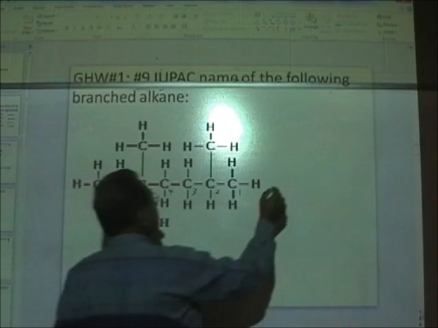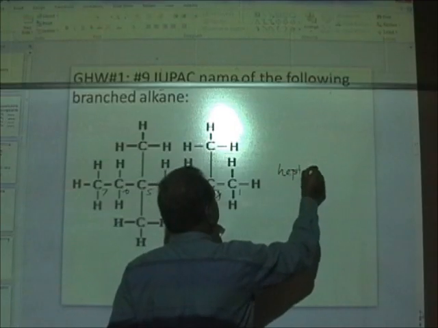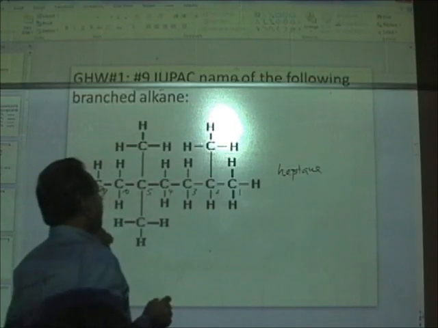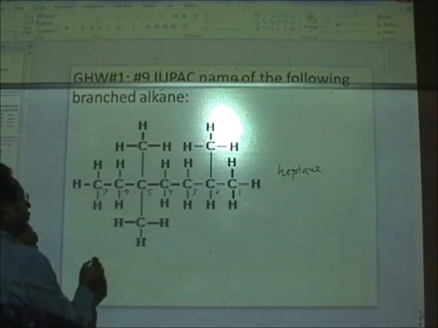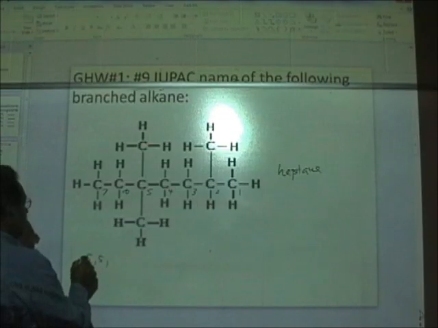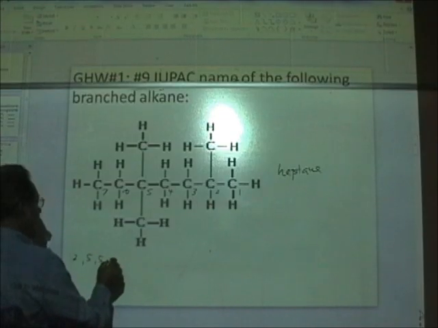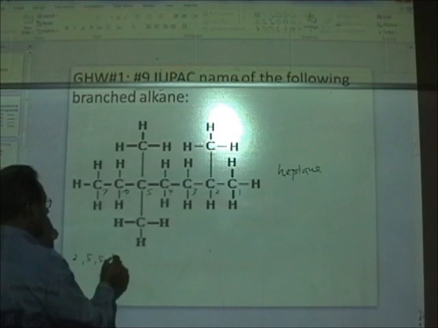I made a mistake. It should have been heptane, right? The parent chain is heptane, and the methyl groups are going to be at 2, 5, 5, trimethyl.